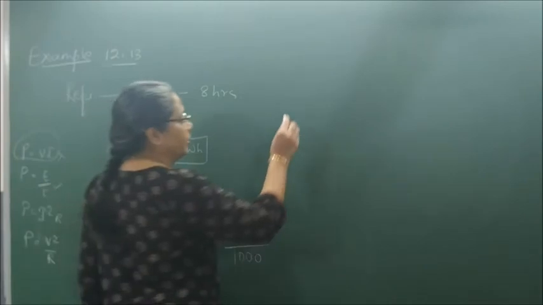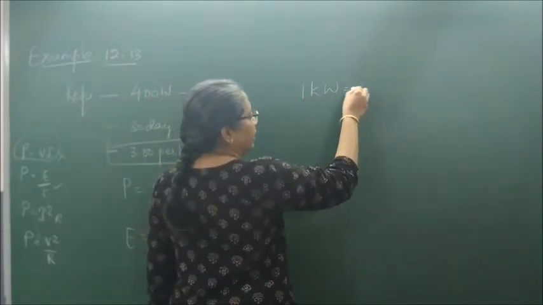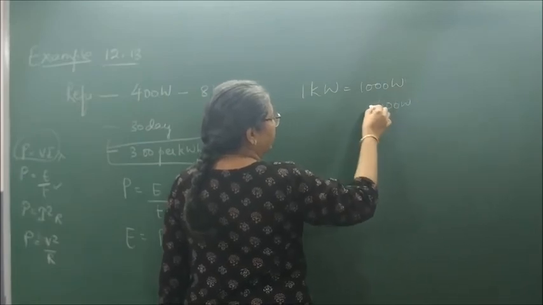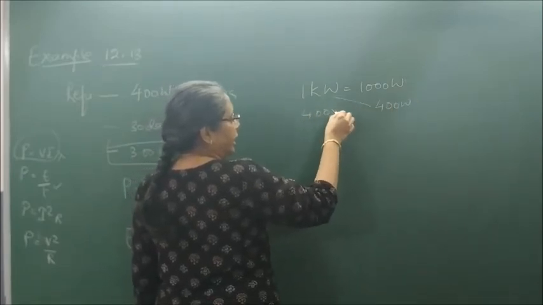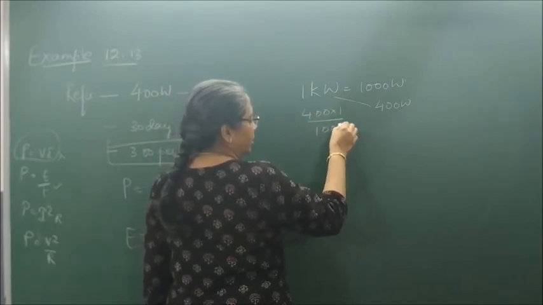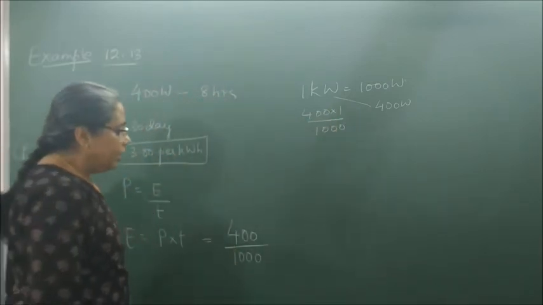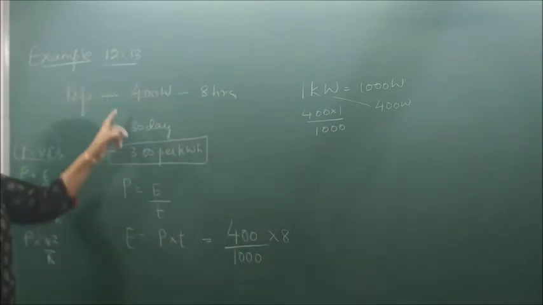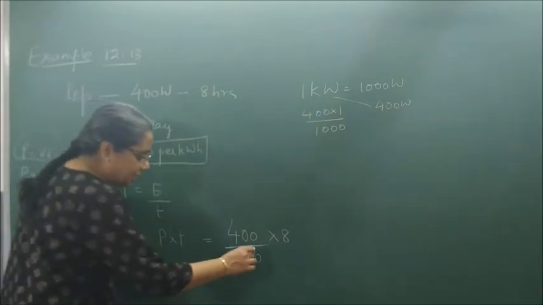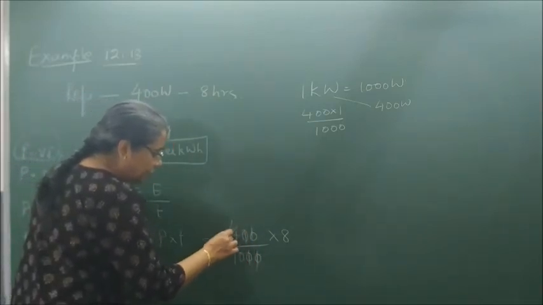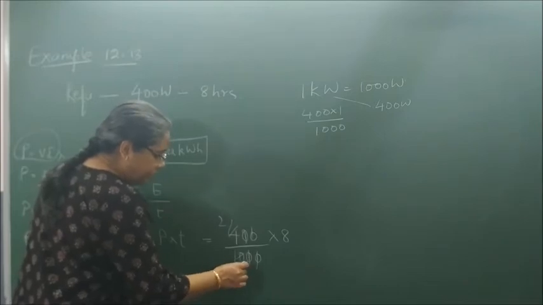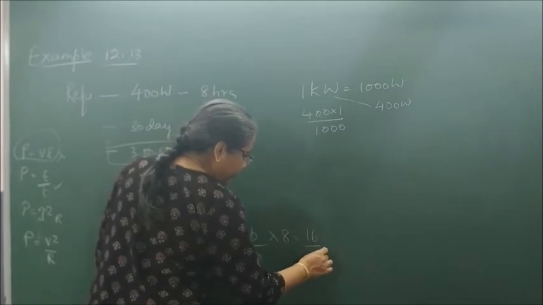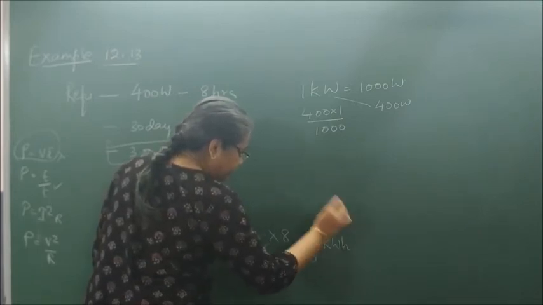Why did I divide? 1 kilowatt is equal to how many watts? 1000 watt. So 400 watt is how many kilowatt? 400 into 1 by 1000. So I will divide. Okay. T is 8. It is used for 8 hours. So now I will cancel. 2 2s are 4, 2 5s are 10, 8 2s are 16. So I have 16 by 5 kilowatt hour.